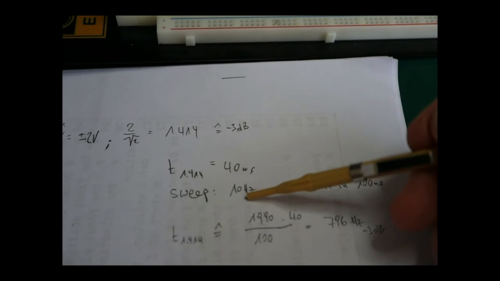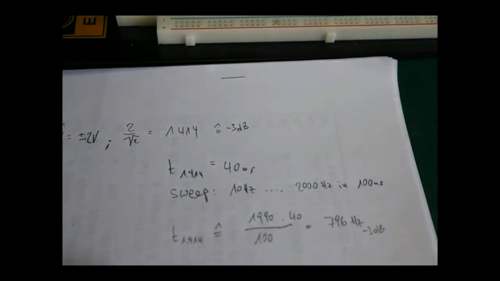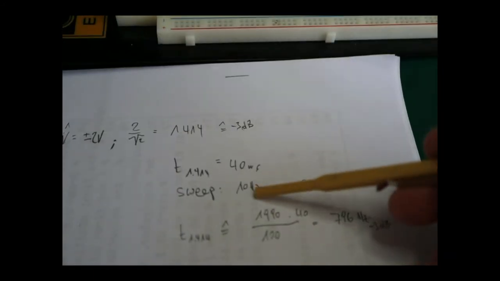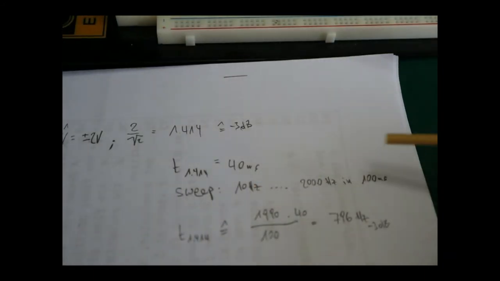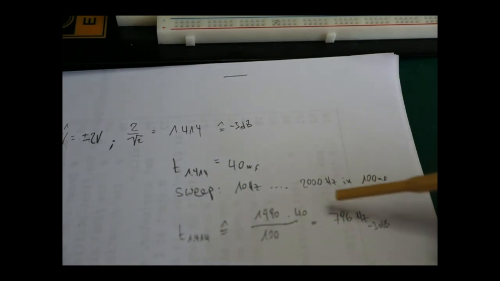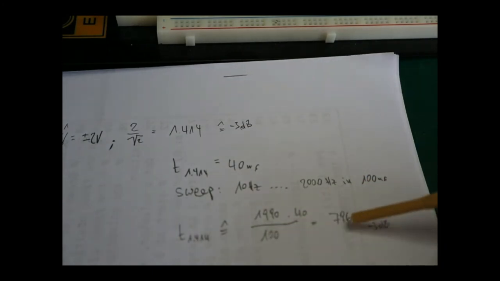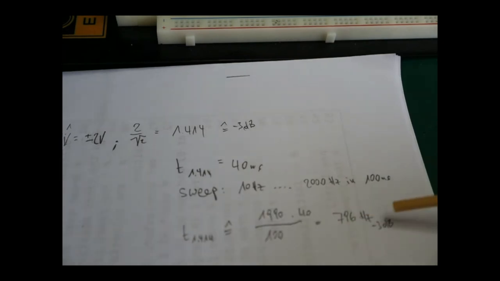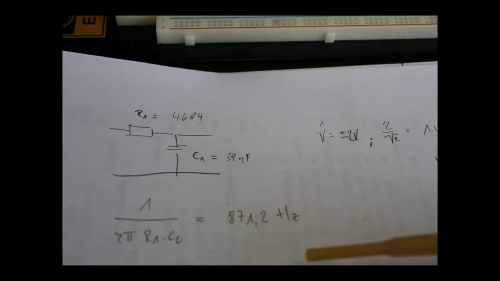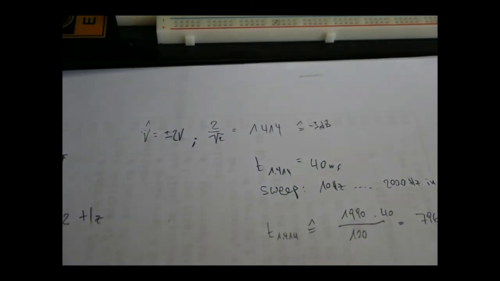Sweep goes from 10 hertz, I'm sorry, that was 10 hertz, not 100 hertz, that's correct. From 10 hertz to 2 kilohertz in 100 milliseconds. So that gives us a corner frequency of 796 hertz, roughly, approximately. I mean, this is not exact. But it's in the range, we calculated 871, so I think that's fine.